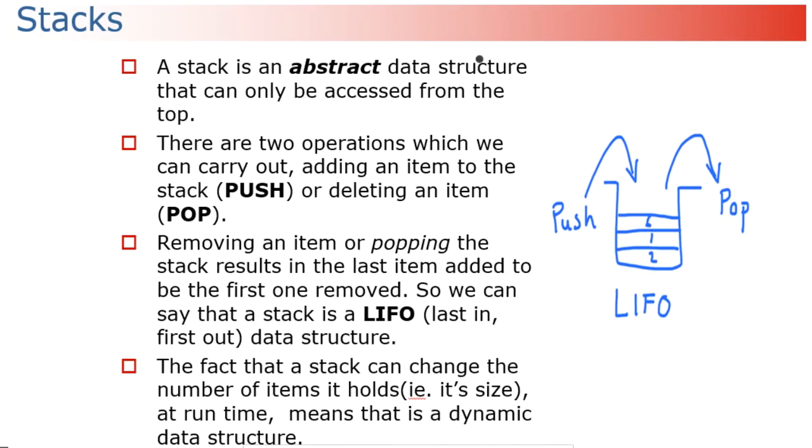So if we just have a quick summary, remember a stack is an abstract data structure that can only be accessed from the top. There are two operations that we can carry out, which is a push, and then when we get rid of an item, we pop it. Removing an item, or popping the stack, results in the last item added being the first one removed. So we can say that a stack is a LIFO data structure. Okay, last in, first out. And the fact that a stack can change the number of items it holds, i.e. its size, at runtime, means that it's a dynamic data structure.